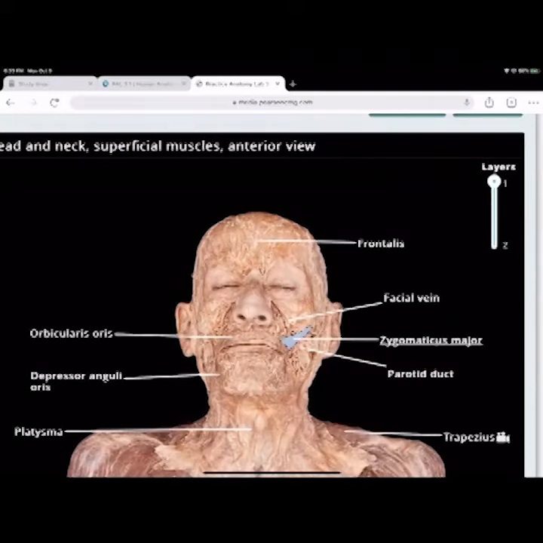Trapezius muscle is a large trapezoid-shaped muscle on the back, wraps over around the neck. And there's your trapezius muscle. It's the attachment of the anterior portion of the trapezius muscle.